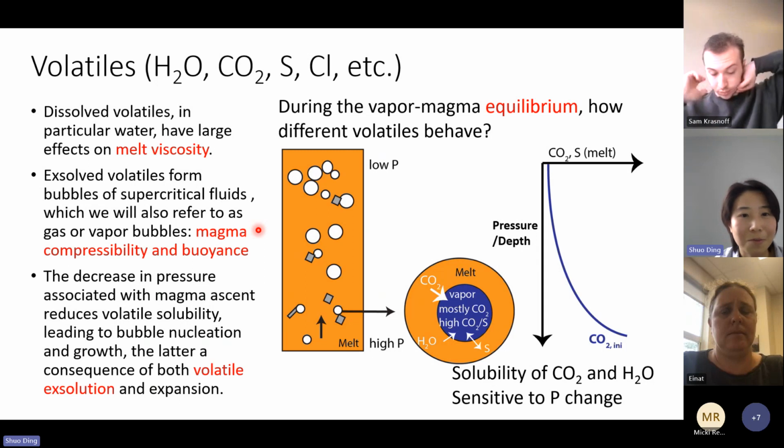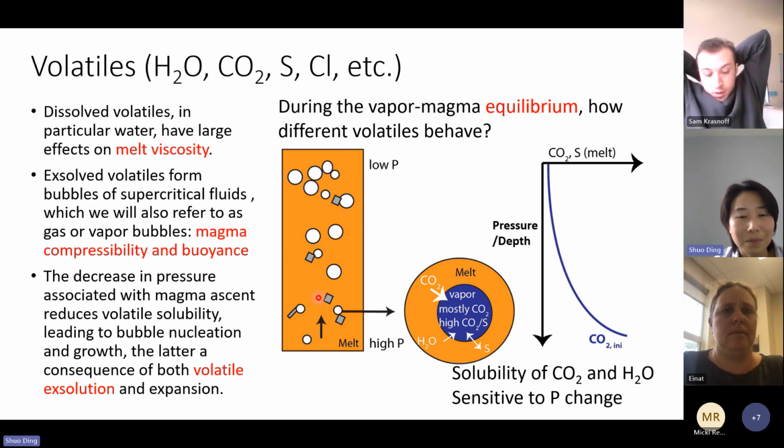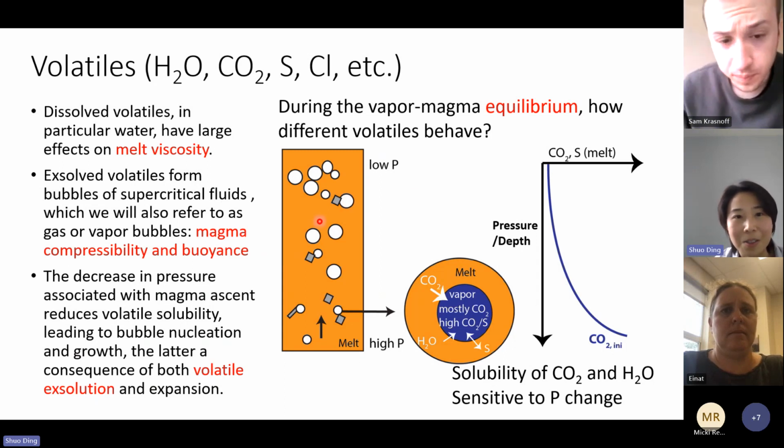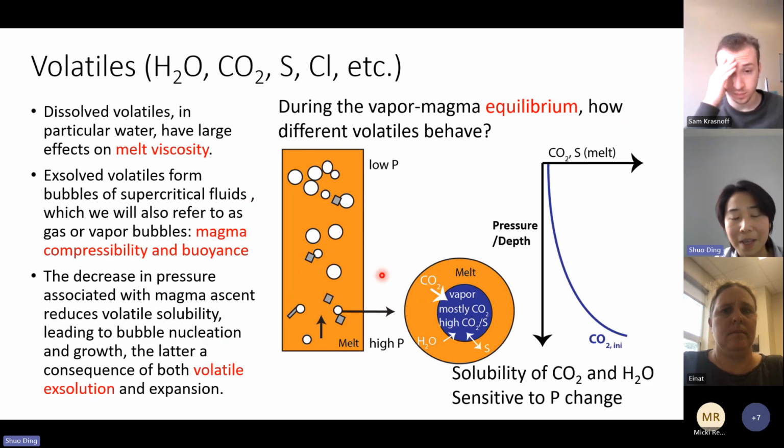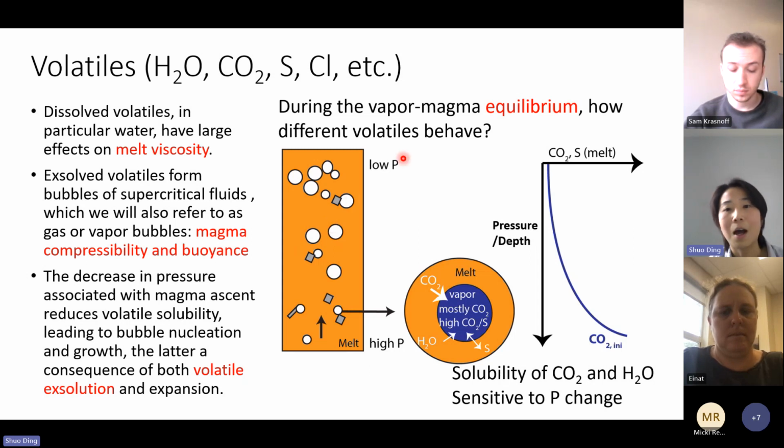I think one of our previous lectures actually talked about that. But when we talk about degassing models, what I want to talk about today is really describing how different volatiles behave during vapor-magma equilibrium. Here, the highlighted word is equilibrium. All these degassing models assume that all the chemical reactions have already reached equilibrium. That's the primary assumption when you use these degassing models.